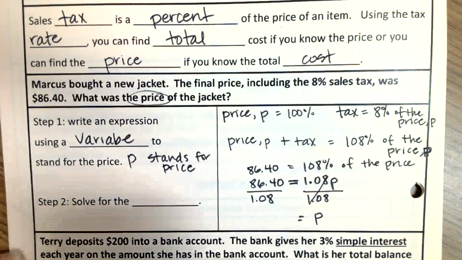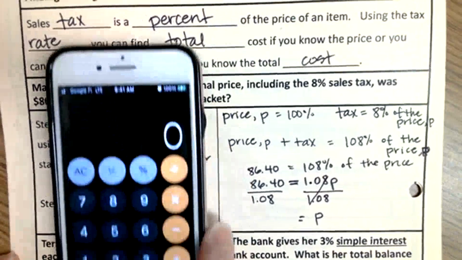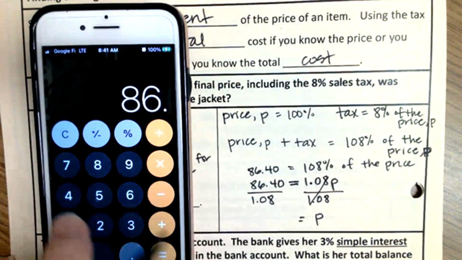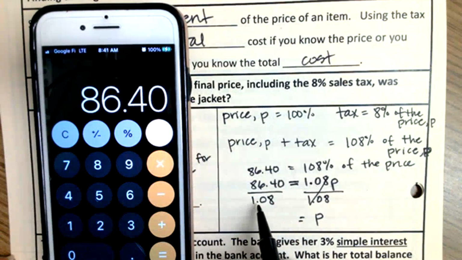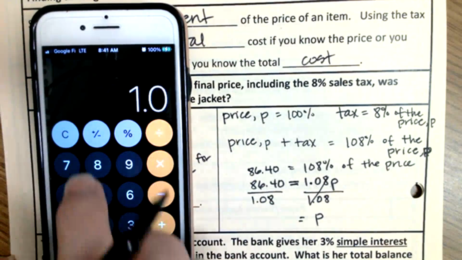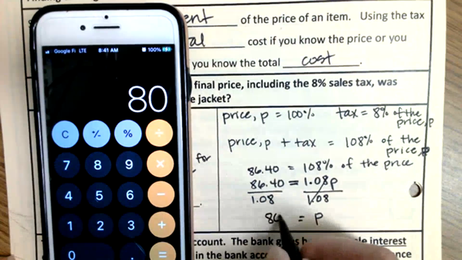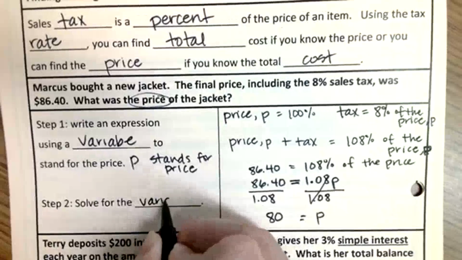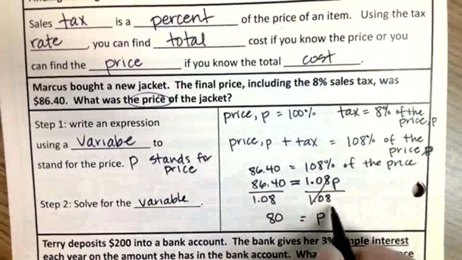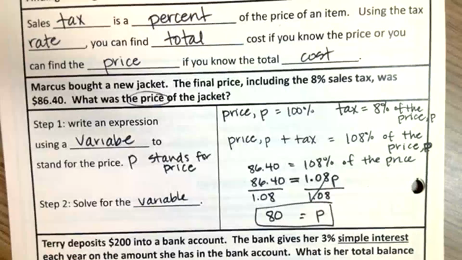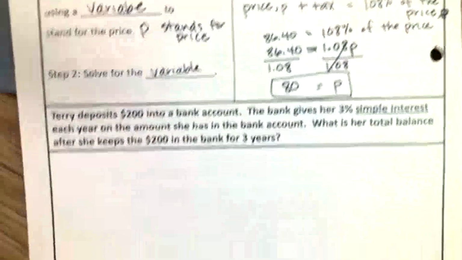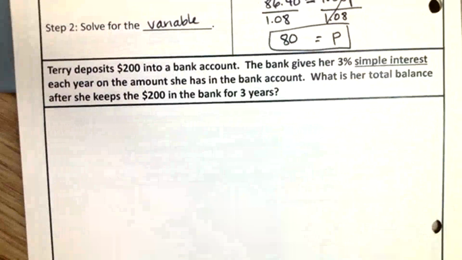So remember, in this module, you can use your calculator. So let's get our calculator out and do 86.40 divided by 1.08, and we get $80, okay? So we solve for the variable and we get that the cost of the jacket on the price tag was $80, okay? This set of notes is 2 pages, so it's going to be a little bit longer because there's lots of different examples and I want you to know how to do the examples.